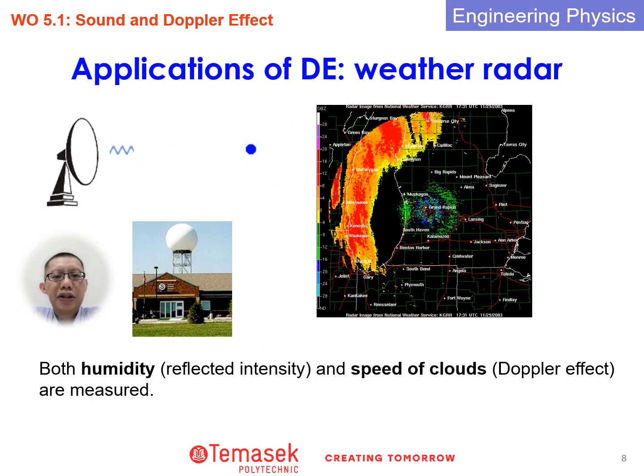Another key application is weather radar. Meteorologists use Doppler radar to measure humidity by detecting reflected intensity and the speed of clouds using the Doppler shift. This helps predict weather patterns such as storms, hurricanes, and wind direction. Without Doppler radar, accurate weather forecasting would be much more difficult.